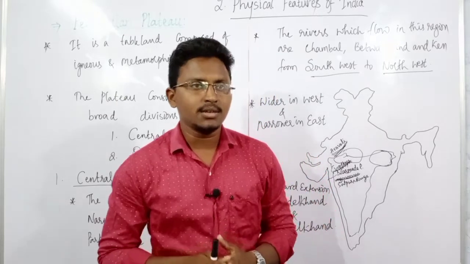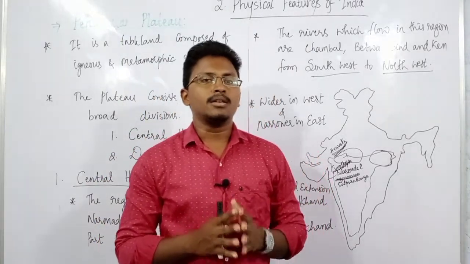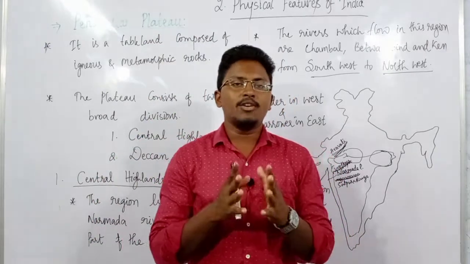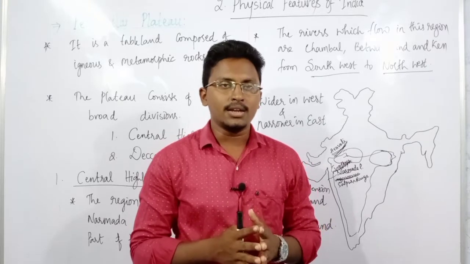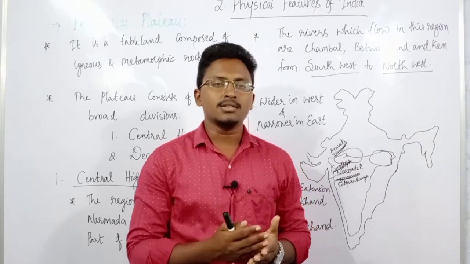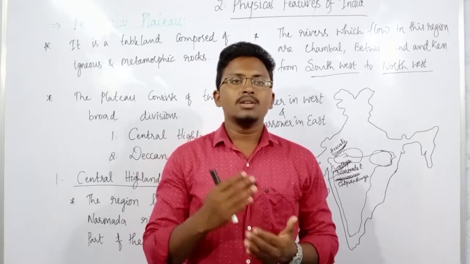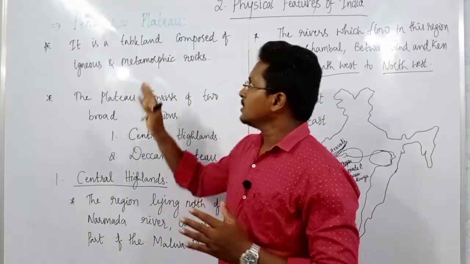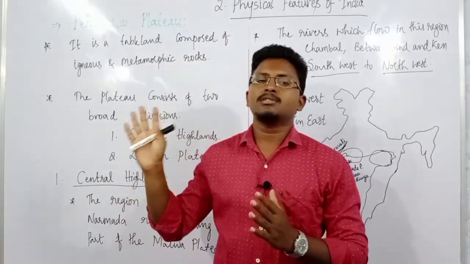In this video lecture, we will discuss the class 9th CBSE second chapter, that is, Physical Features of India. In the previous lectures, we have already discussed that there are a total of 6 physical features in the country, and in that we have already discussed the Great Himalayas as well as the Northern Plains. Now the third most important physical feature of our country is the Peninsular Plateau. So let us discuss in detail about this Peninsular Plateau.